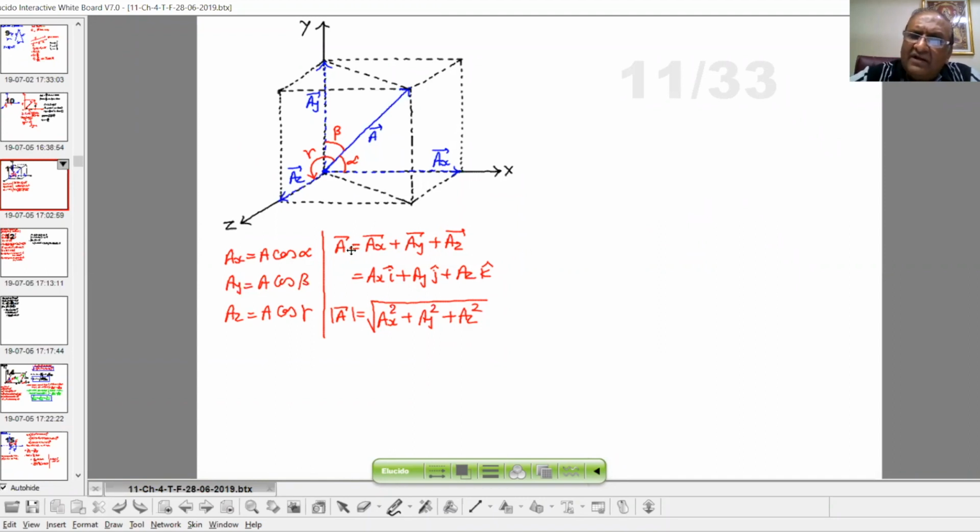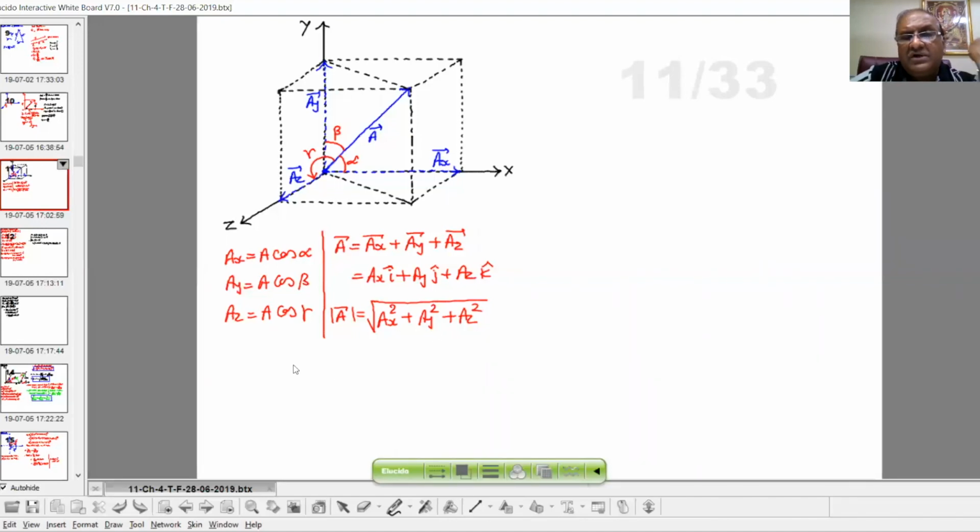Now suppose we want components of vector A in 3 dimensions. Very simple. Vector A is vector Ax plus vector Ay plus vector Az, where vector Ax, vector Ay and vector Az are the components of vector A in X, Y and Z direction respectively. Now suppose vector Ax has magnitude Ax and is in X direction, so you can write vector Ax equal to Ax i caret. Similarly, vector Ay is Ay j caret, vector Az is Az k caret. So the magnitude of vector A is under root Ax square plus Ay square plus Az square. In 2 dimensions we write the magnitude of vector A as under root Ax square plus Ay square.